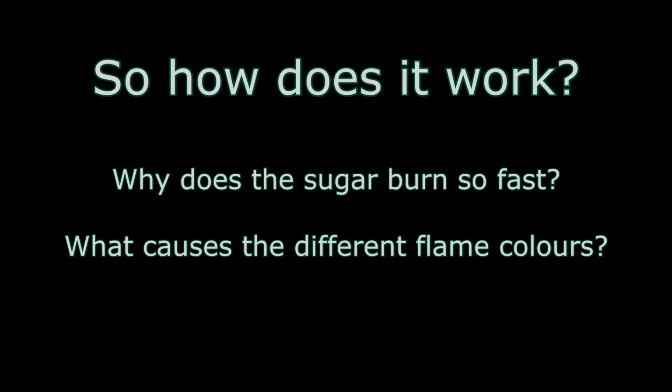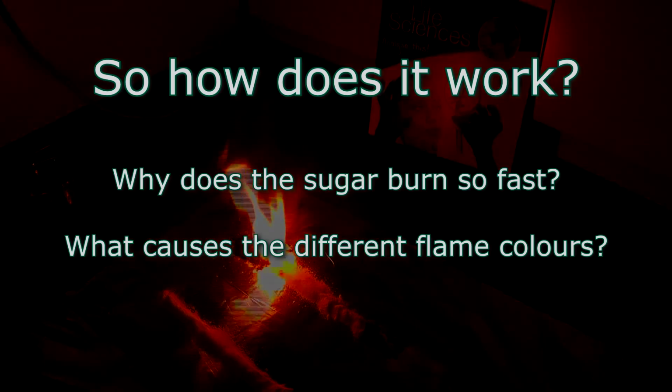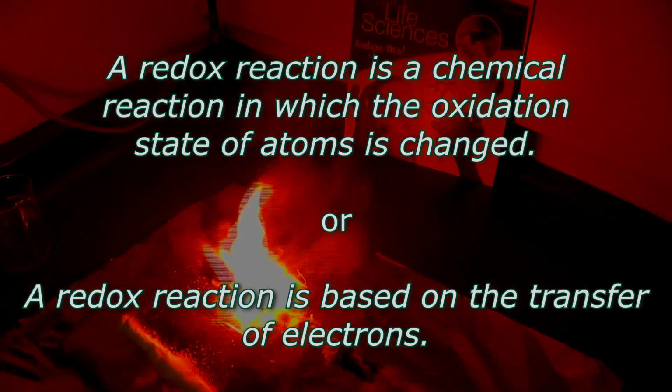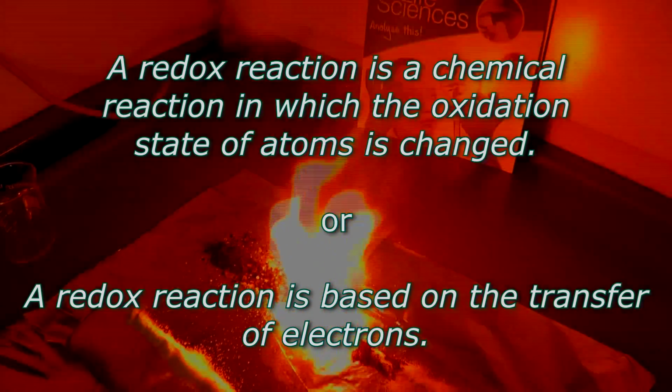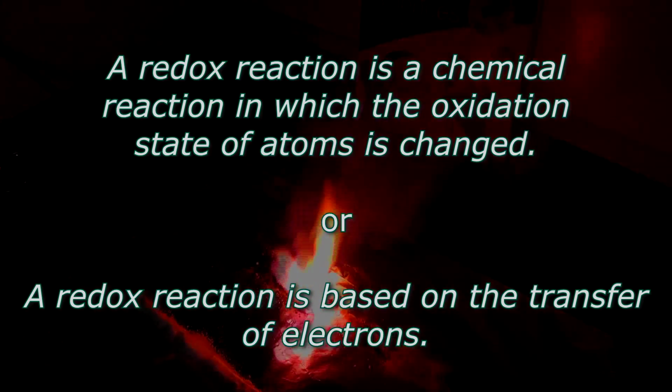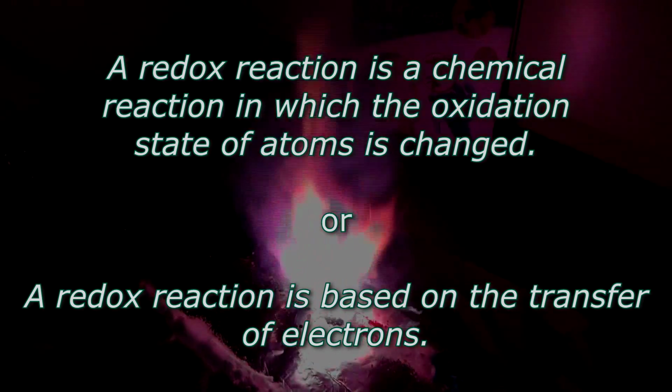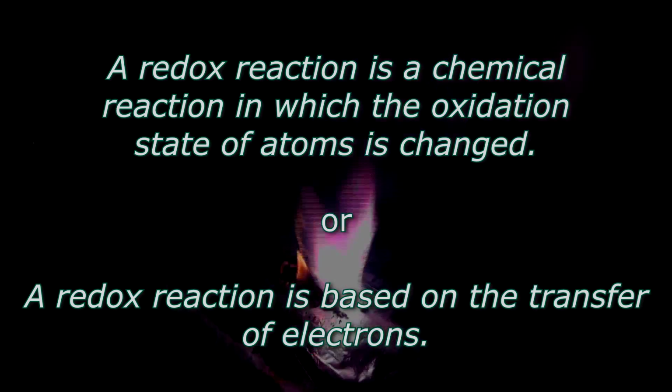So that was the experiment, but how does it work? Why does the sugar burn so fast, and what causes the different flame colors? Well, first of all, the reaction we just witnessed is called a redox reaction. A redox reaction is a chemical reaction in which the oxidation state of atoms is changed. Or in other words, a redox reaction is based on the transfer of electrons.